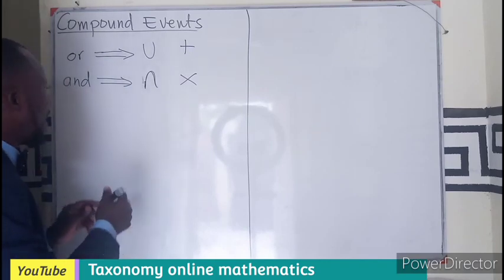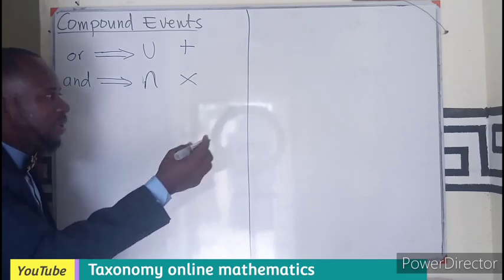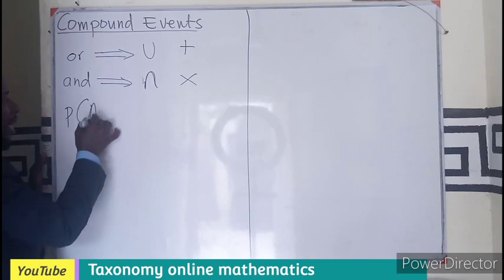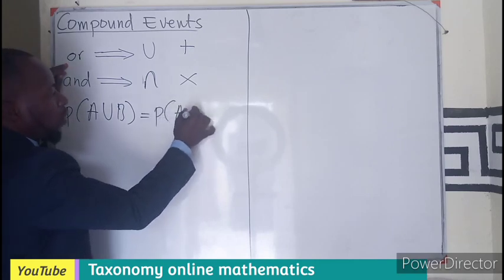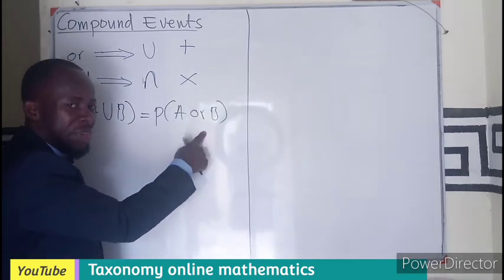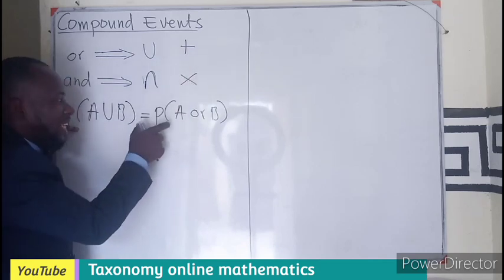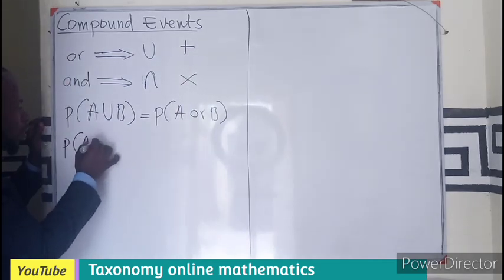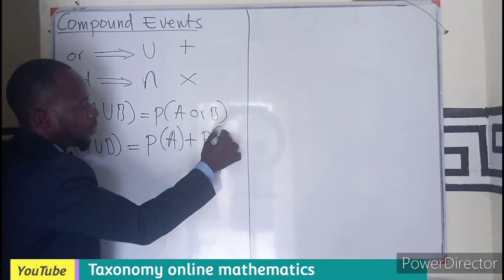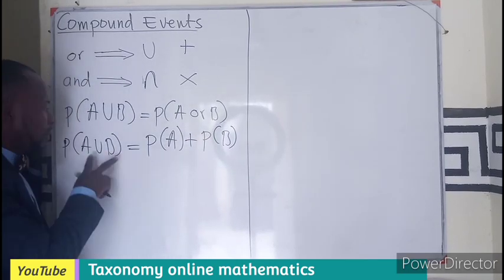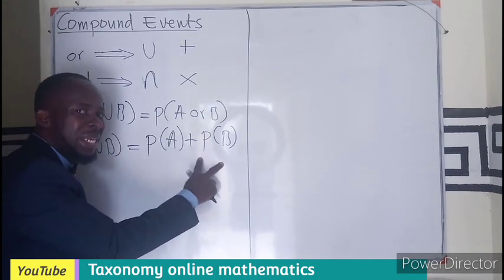Union. So for example, if I have event A and event B, and I'm asked to find their probabilities, the probability of A union B, which means the probability of A or B, meaning the union, which also means addition, will be equal to the probability of A plus the probability of B. If we are talking of union, if I'm using the word or, A or B, I am adding the individual probabilities.